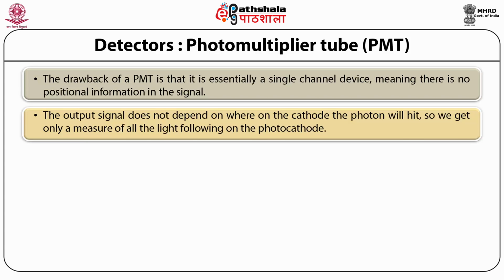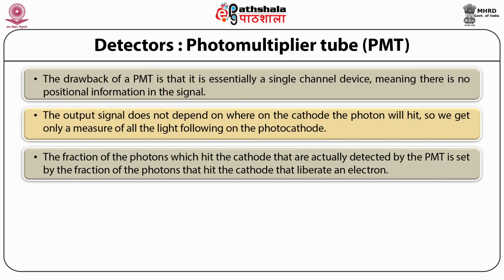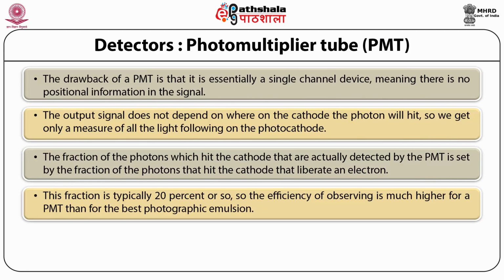However, the PMT, unlike a photographic plate, has a digital output, meaning we can easily make quantitative measurements. The fraction of the photons which hit the cathode that are actually detected by the photomultiplier tube is set by the fraction of the photons that hit the cathode that liberate an electron. The fraction is typically 20% or so, so the efficiency of observing is much higher for a photomultiplier tube than for the best photographic emulsion.